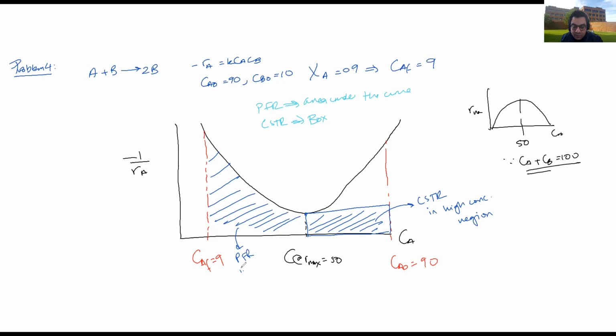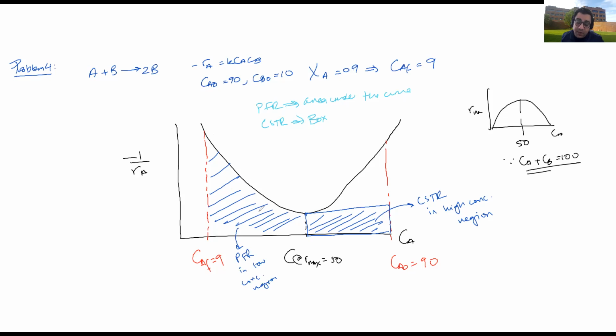PFR in low concentration region. And this really will have a much lower volume than if I just integrate the area under the curve entirely, if I only use a PFR, or if I take just one big box from here to here for a CSTR, right? And as you can see, of course, if you run a PFR in absolute terms, a PFR is better than a CSTR.